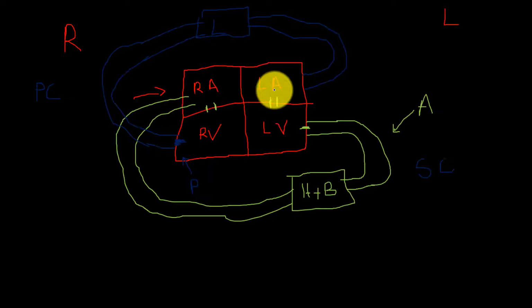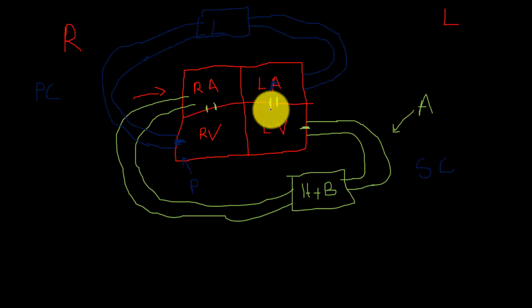Now, if the valve has some problem, maybe it has been damaged due to certain infections or congenital anomalies or other conditions, it may not be able to shut properly, and blood may sometimes go back into the left atrium. Once it goes back into the left atrium, you refer to this as regurgitation. That's one of the valvular pathologies. You could have regurgitation of the valve.